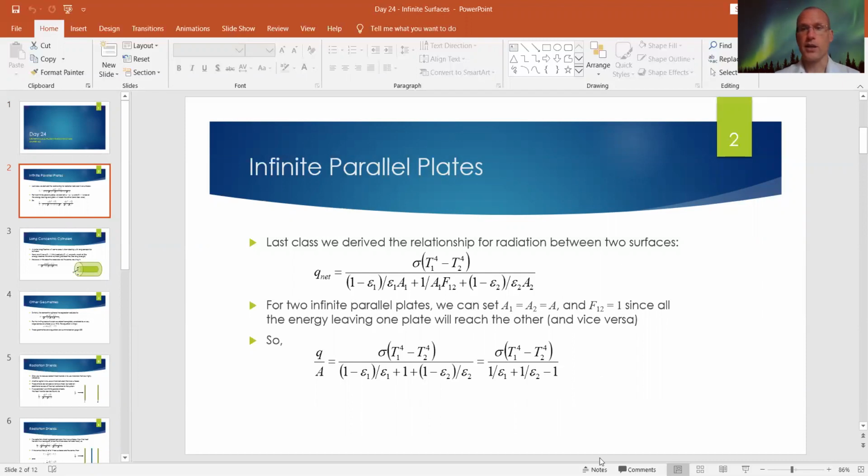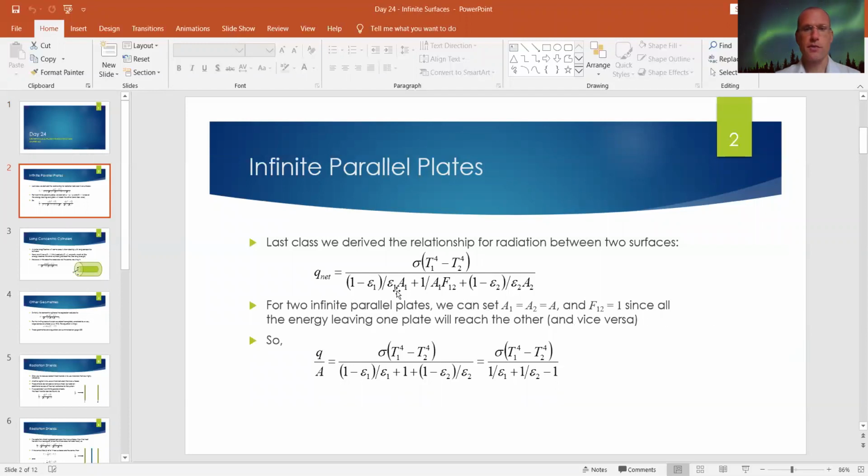So if I have a plate here and a plate here, and I'm looking from one plate to the other, because the other plate's infinite, there's no way I can see around it. So the entire thing, that view factor equals 1. All the energy being radiated off one of the surfaces is going to hit the other one. There's no way to get around it.